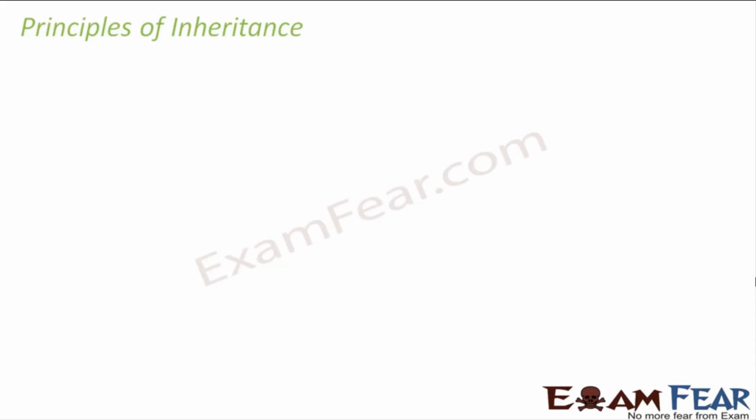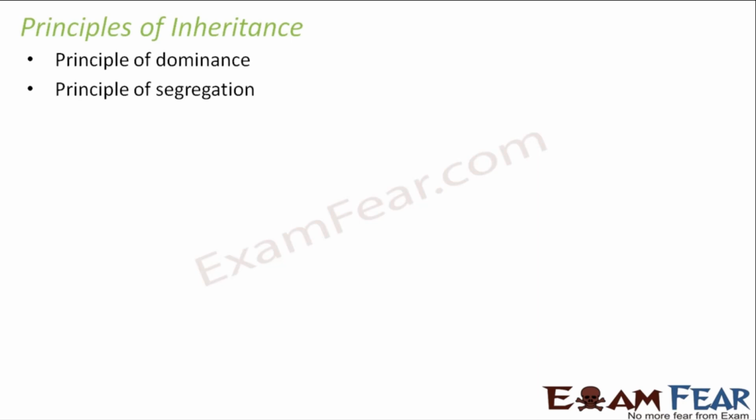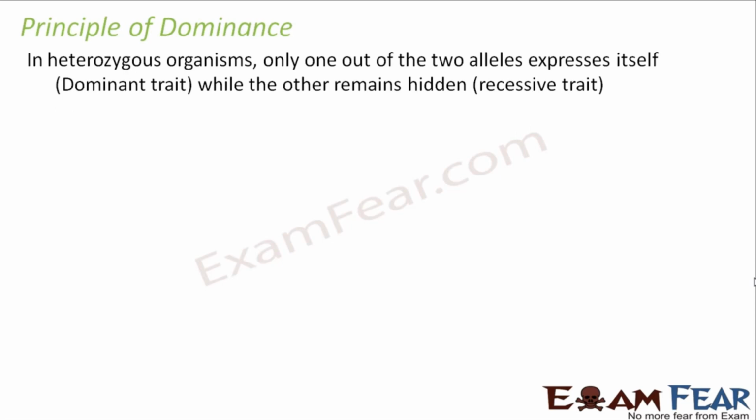So the principles of inheritance, wherein we will talk about the principle of dominance, principle of segregation, and principle of independent assortment. So in the previous slide, I already told you based on which observation Mendel arrived at each of these principles. So let us quickly talk about each of them in detail. So let us first talk about the principle of dominance. It says that in heterozygous organisms, only one out of the two alleles expresses itself, which is the dominant trait, while the other remains hidden, that is the recessive trait.